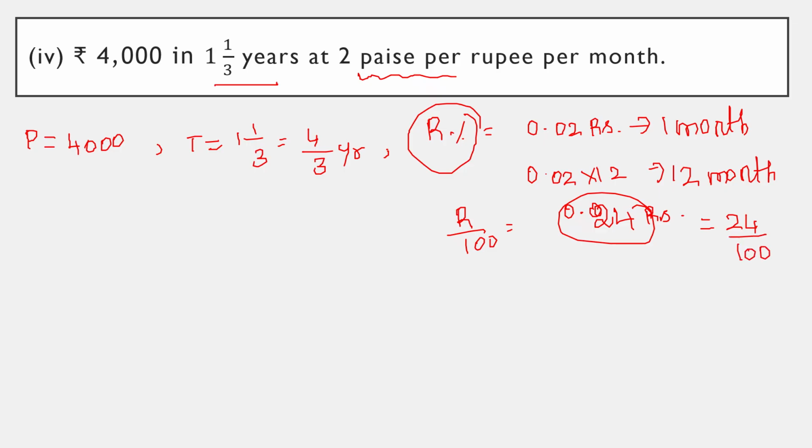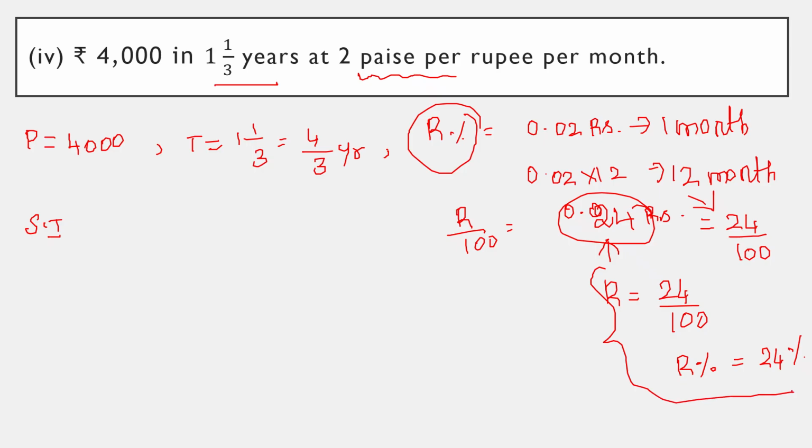Here a very important thing: they have not given a percentage, instead they have given a value. So we found the value and we are converting it into percentage terms, then only will it be useful for us to substitute in our formula, right? So what is our rate? R equal to 24 by 100, or I can write R percent equal to 24 percent. Both are right.